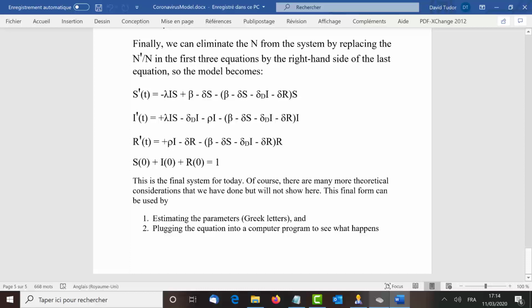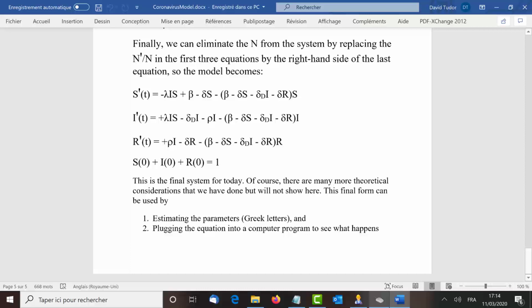So the first task that we have to do here on the bottom is we have to estimate the parameters, all of those Greek letters. Then we can take all these numbers with all the estimates and we can plug them into a computer program and see what happens to the disease.